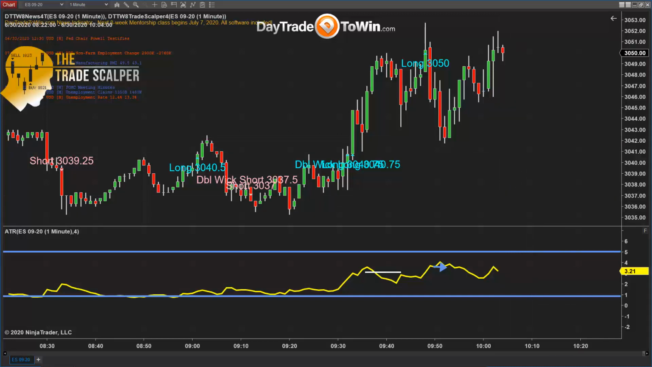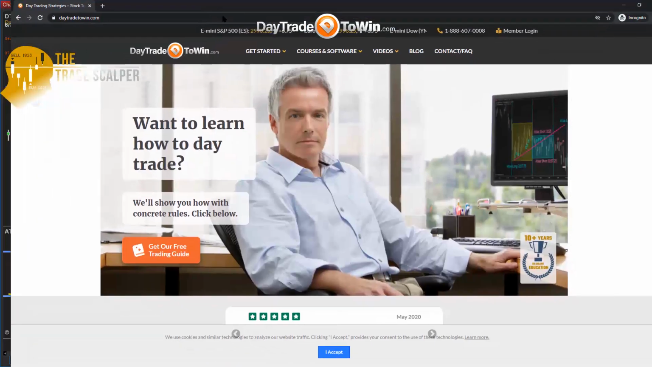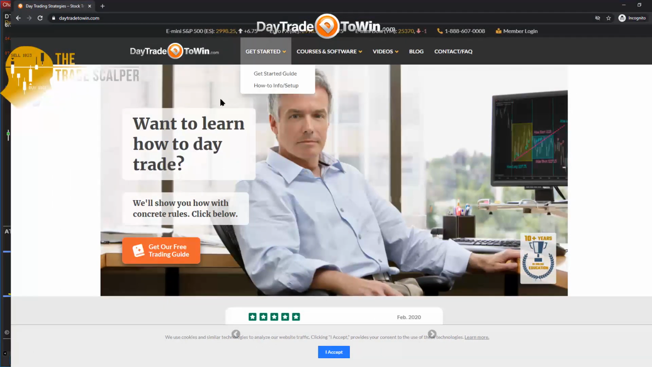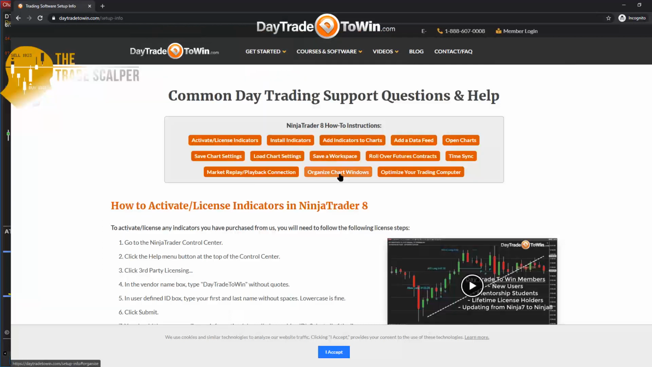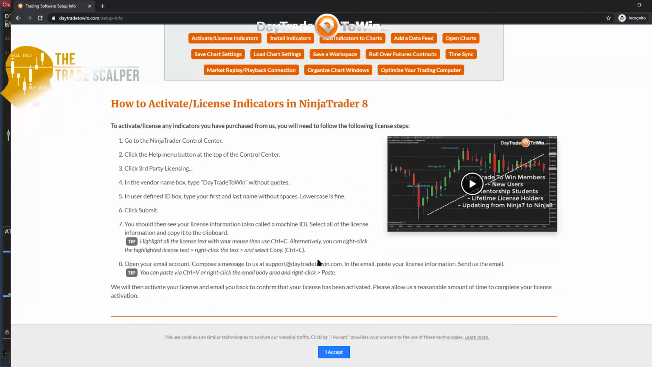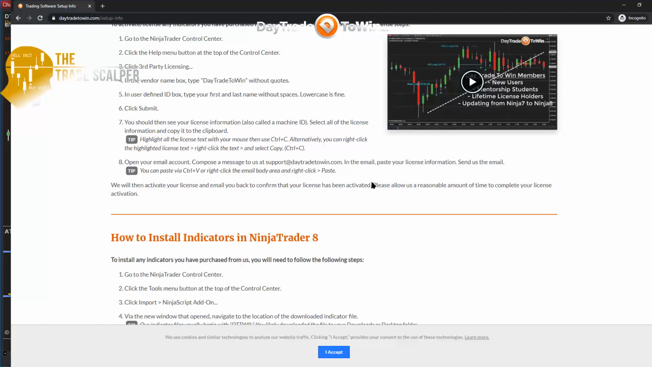So here is something that I'm going to show you that we update constantly. I'm just going to go here to the Day Trade to Win page. And if you come here to the Get Started tab here in the menu, and you go to How to, Info, and Setup. So this is something that we've been adding and creating whenever questions come about and traders say, well, how do I do this? And what if this happens? And how do I open charts, add a data feed, sync my clock, optimize my computer? So we update this on a regular basis, recently more so because of the questions we get. And there's typically a video that goes along with it.